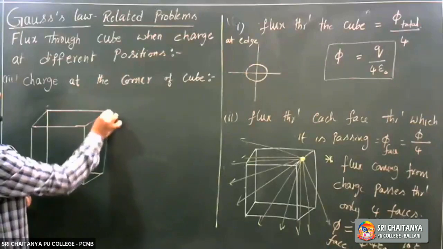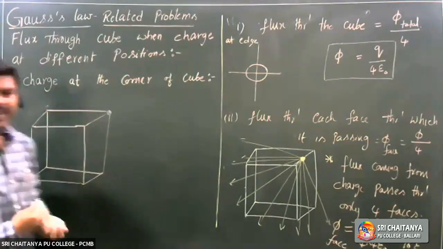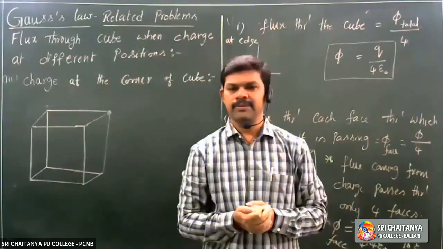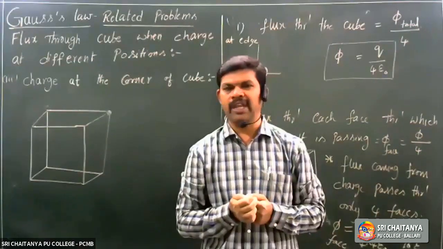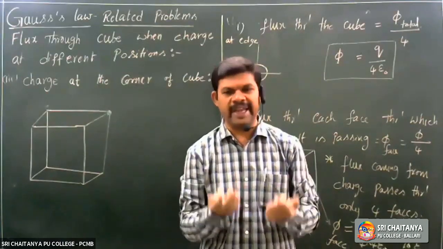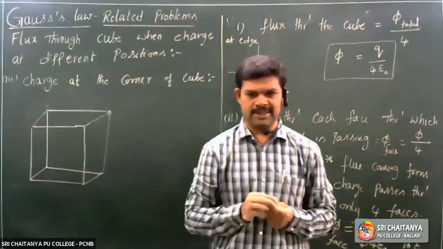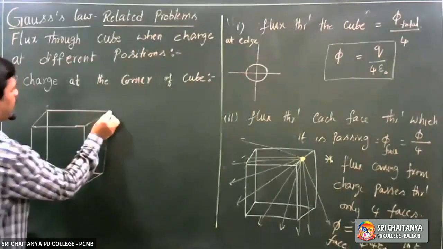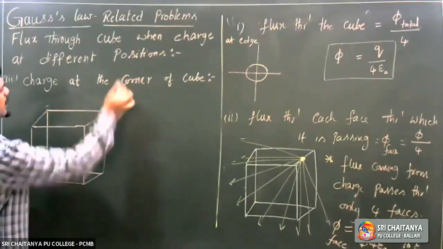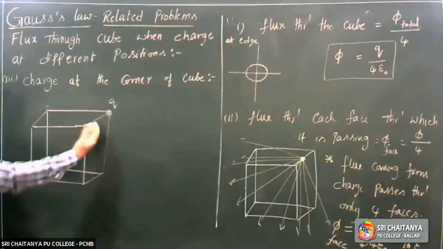I'm taking this corner. This is corner. This is corner. This is corner. Like how many corner points you have? How many corner points you have in a room? Just see, observe your room. How many corner points you have? I hope you got 8 corners for a cube, right? 8 corners for a cube. Like at any one corner here, I'm imagining, I'm keeping a charge Q. Due to this charge, what is the flux through this cube?